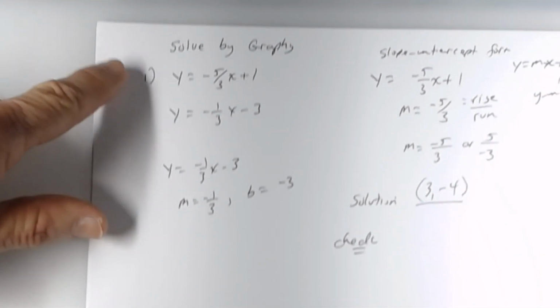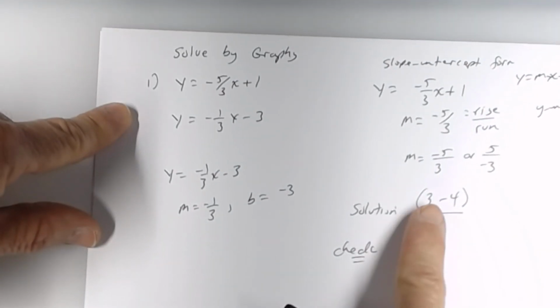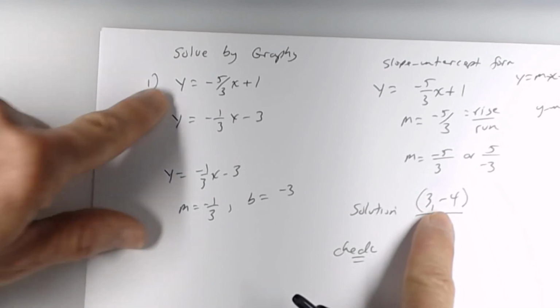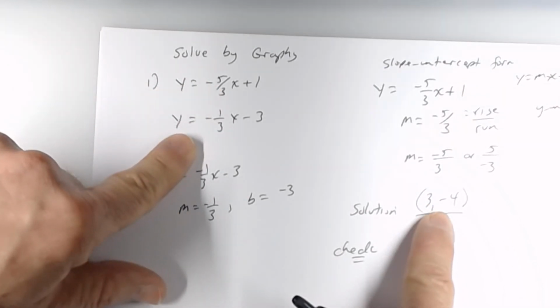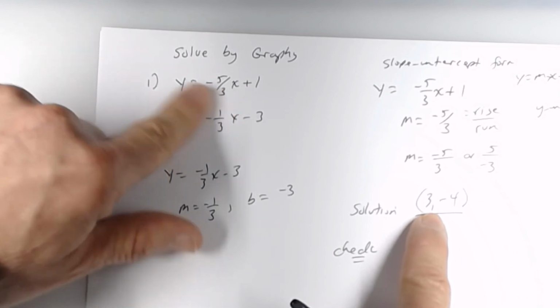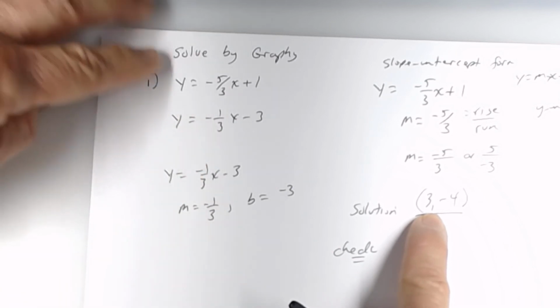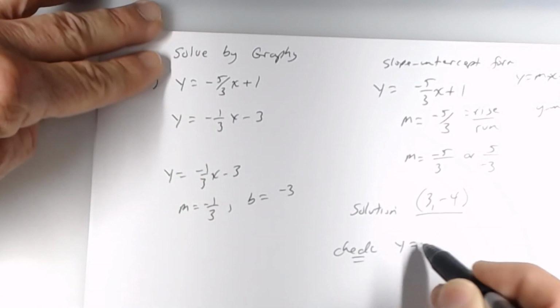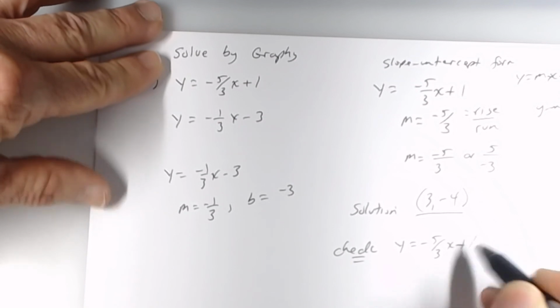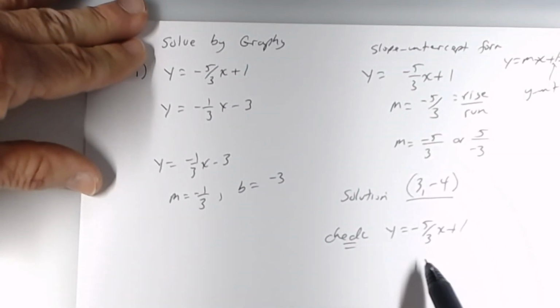You always go back to the original. So remember, what I found is that this point is a solution to this and this. So when I substitute in for x and y, the left side should equal the right side, left side should equal the right side. So let's see if that's true. So let's check the first one. All right, so in place of y, what will I substitute?